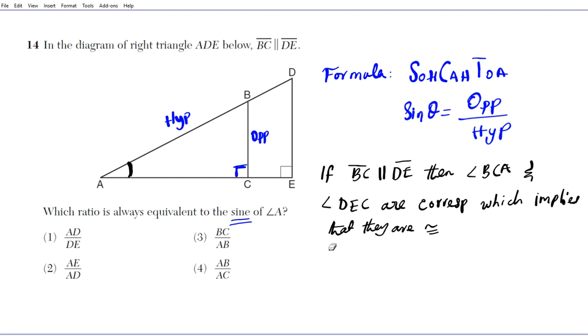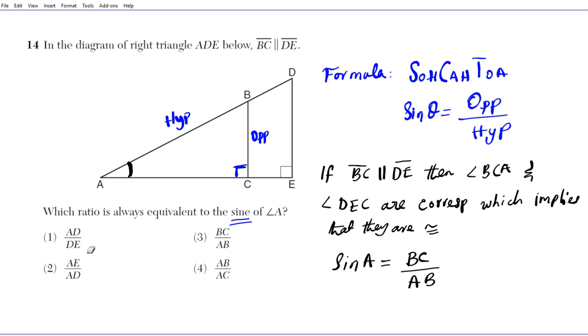Alright, so we can easily know that angle BCA is 90 degrees also. Okay? Alright, so we have that taken care of. Now let's go ahead and set up our trig ratio. So sine A is going to be what? Sine A is going to be opposite BC over hypotenuse, which is AB.